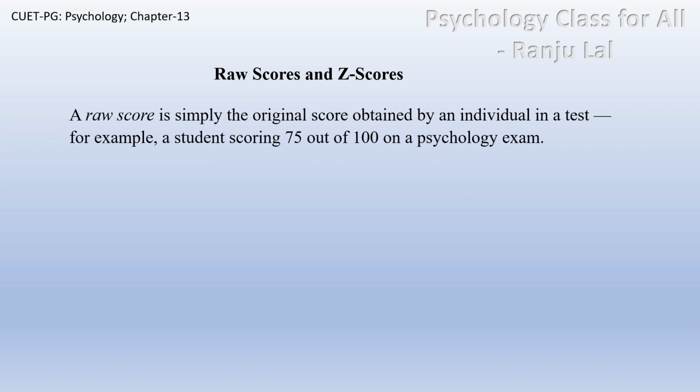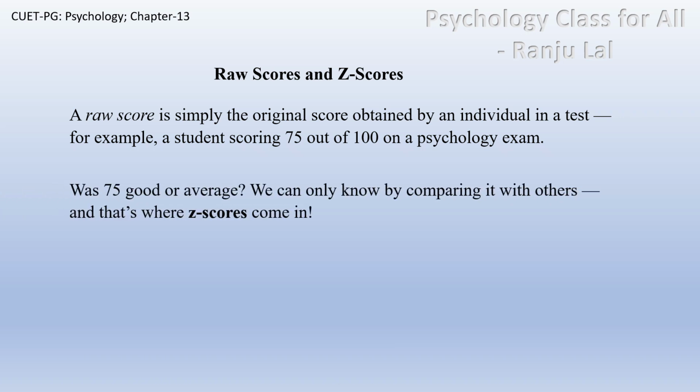So, what is a raw score? Let's learn with the basics. A raw score is simply the original score obtained by an individual in a test. For example, a student scoring 75 out of 100 on a psychology exam.